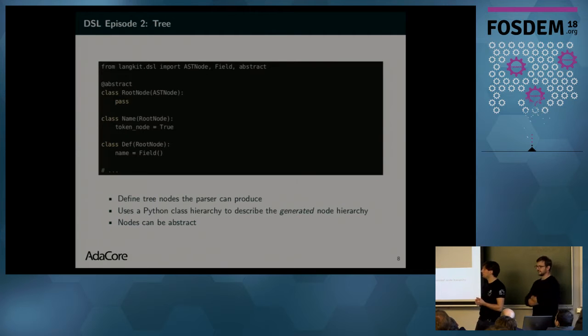The next layer is to define the list of tree nodes that your parsers are going to create. Here you can see, using the Python syntax, you define a class hierarchy where a node can be abstract and so on. And each node can have a list of fields. For instance, if you have a function definition, you have a field that gives the name of the function, the list of arguments, the body of it, etc. So you define the tree.